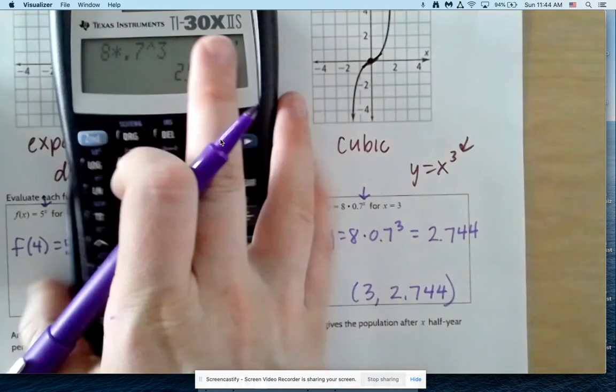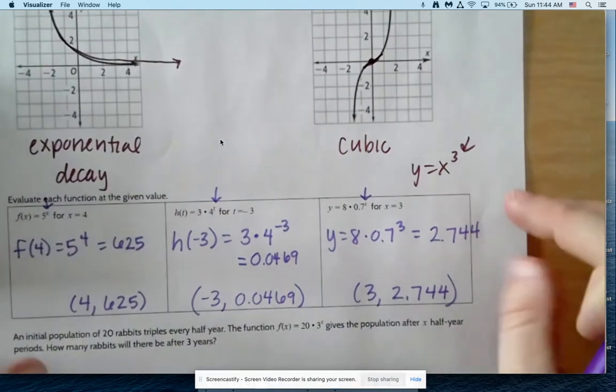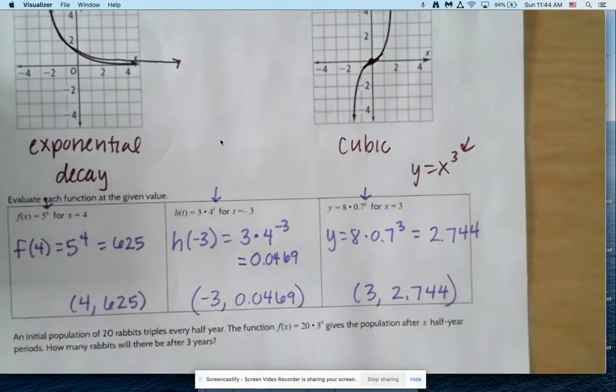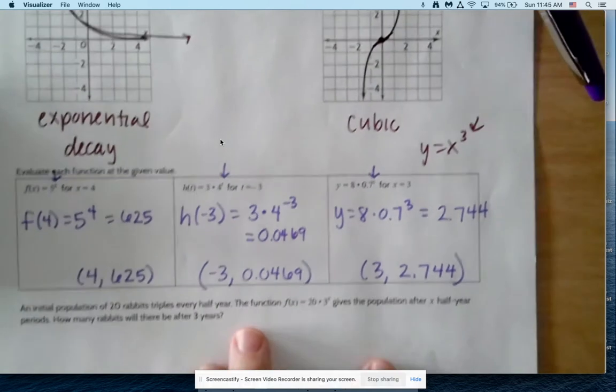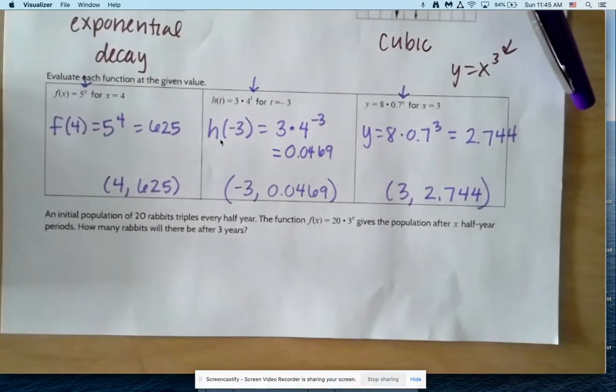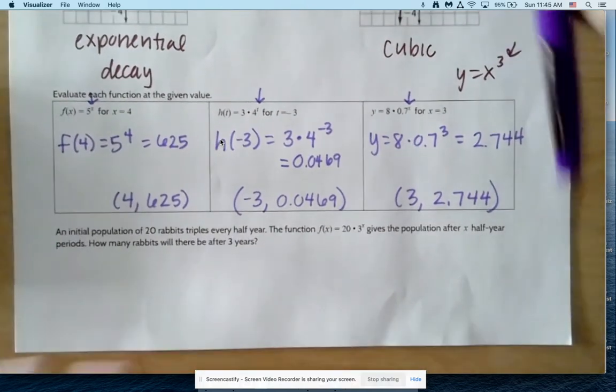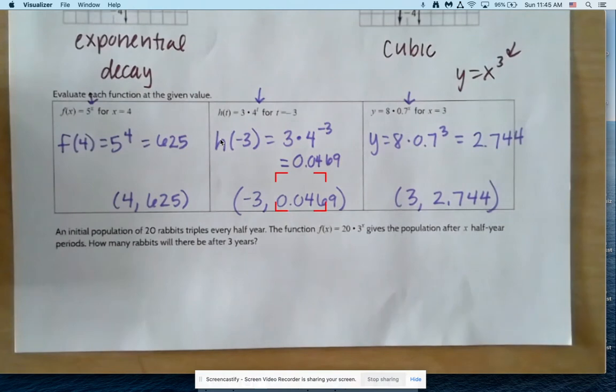So that's kind of like example 1, level 1. We just plugged in and got an answer out. Level 2 would be given kind of a word problem, an application of this, and getting out our answer. It says an initial population of 20 rabbits triples every half year. The function f of x equals 20 times 3 to the power of x gives the population after x half year periods. How many rabbits will there be after 3 years?